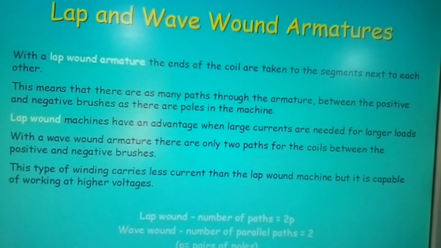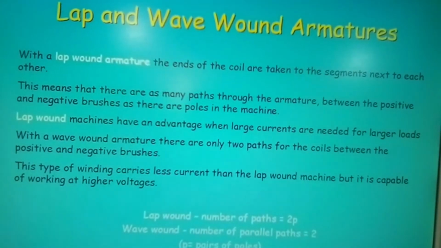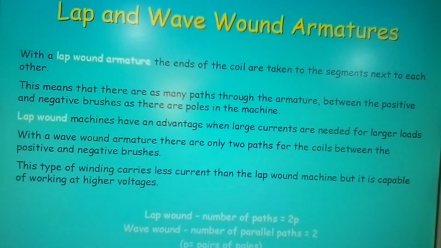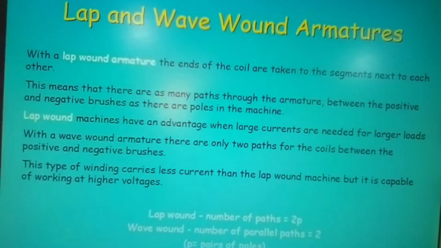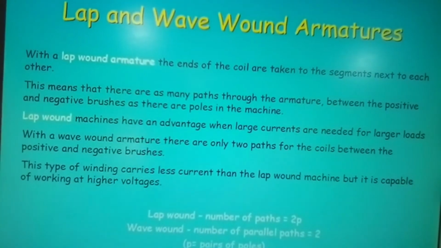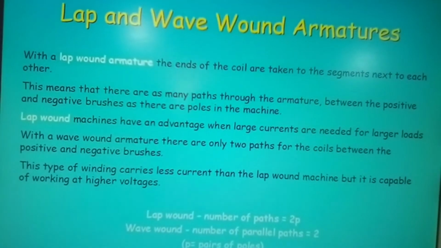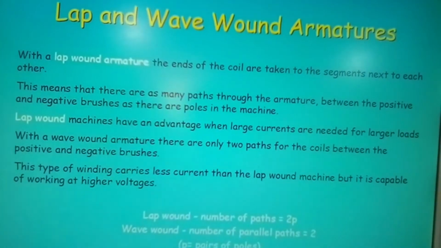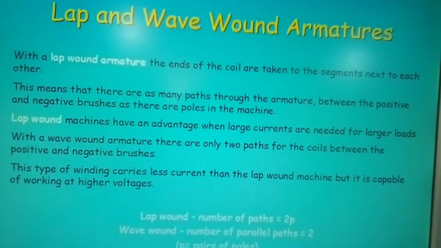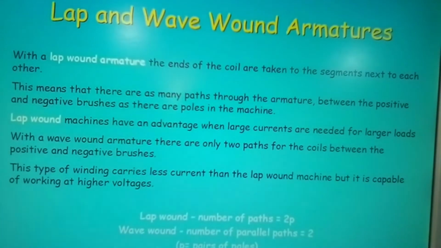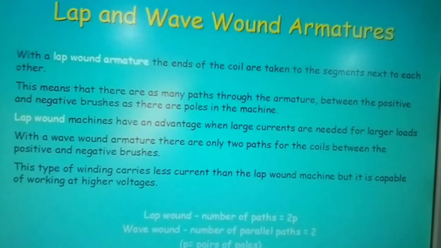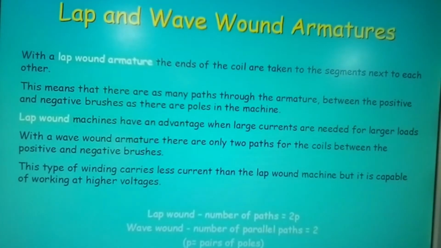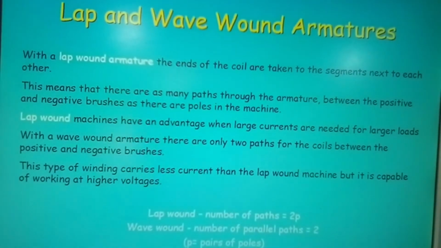Lap and wave wound armature. The lap wound armature: the ends of the coil are taken to the segments next to each other. This means that there are as many paths through the armature between the positive and negative brushes as there are poles in the machine. Now, lap wound machines have an advantage when large currents are needed for larger loads.